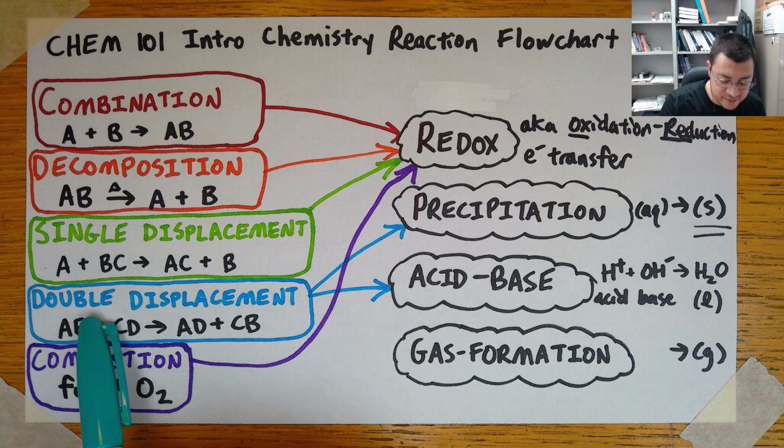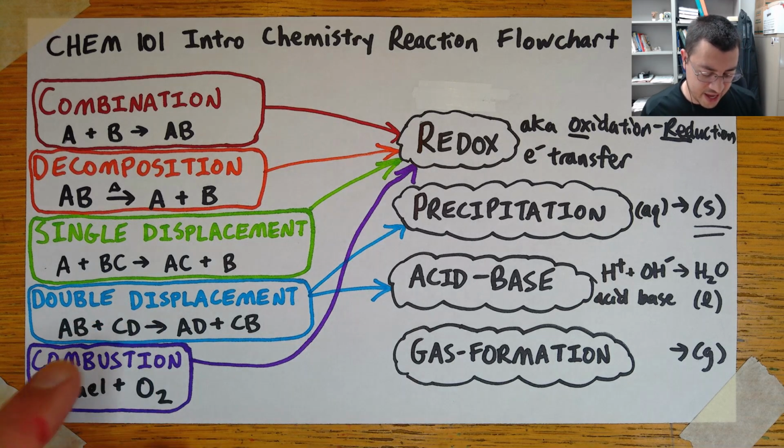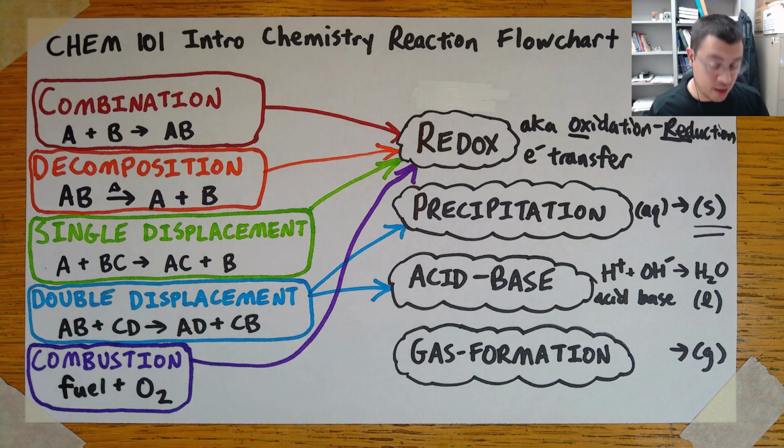Double displacement is going to involve 2 compounds experiencing a swap of ions. Lastly, we have combustion. You need some type of fuel, but the main thing you look for is the O2 as a reactant to consume the fuel. So O2 somewhere on the reaction side.